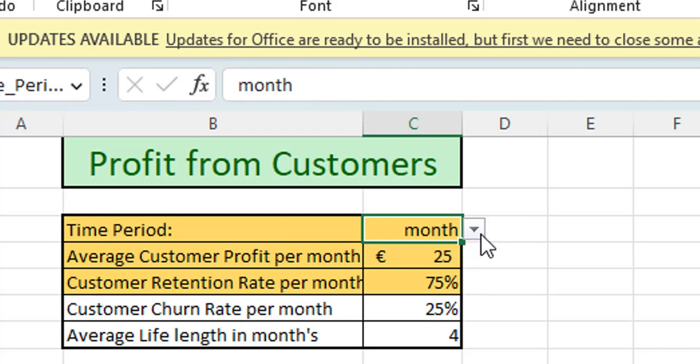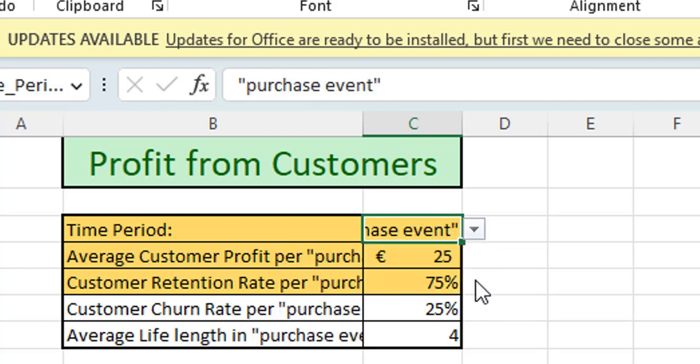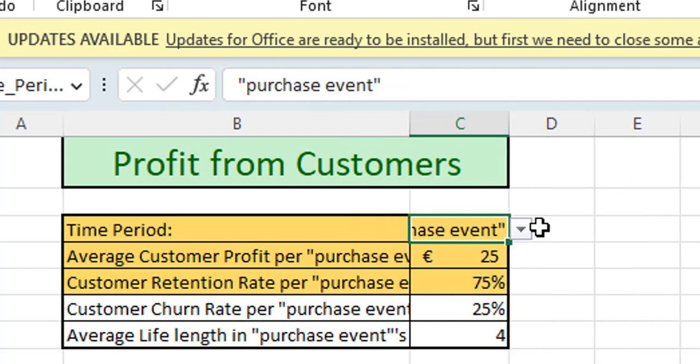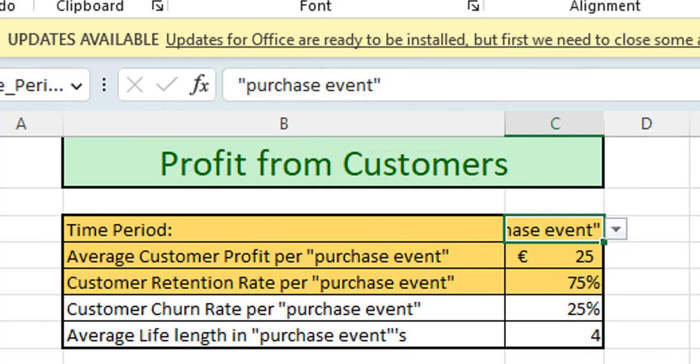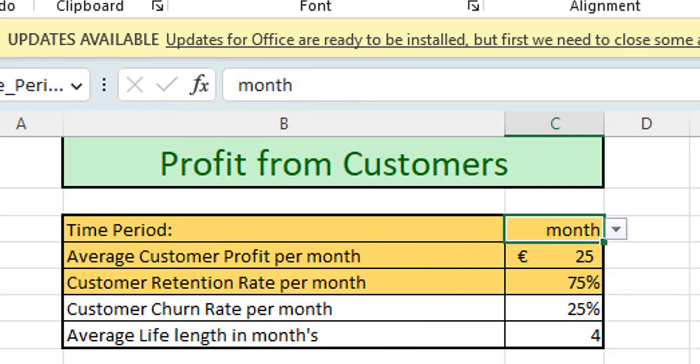And I put in another option in here. So per purchase event. So maybe they come back to you a certain number of times. So they buy off you 3 times or 5 times. Okay. So purchase event, if that makes sense to you that way. Sorry, I'll just stretch that out a bit. So the first thing, so we could say, for example, I'm going to go with monthly in this case.